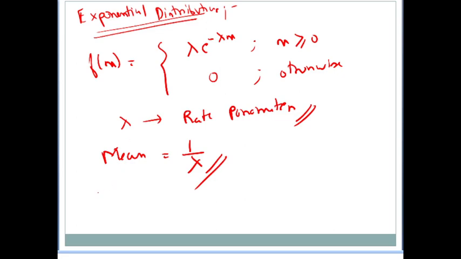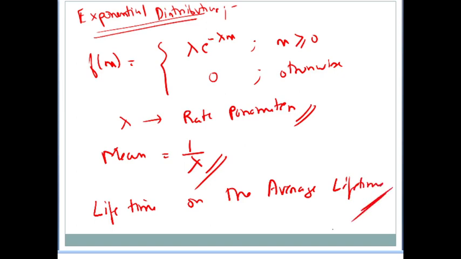The exponential distribution will be used in questions where we need to find the lifetime or the average lifetime. Whenever we are asked to find the lifetime or the average lifetime, this exponential distribution will be used. In such questions, the exponent e will be present in the question itself.